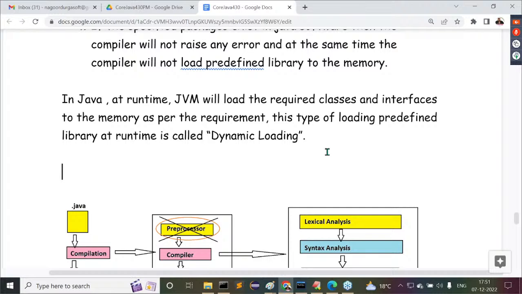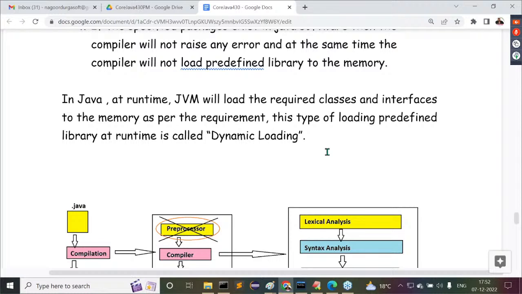Why are hash include statements not available in Java? Header files are not available in Java. Why are header files not available? Predefined library is available in the form of classes and interfaces in packages. Due to that reason, header files are not available. Due to this reason, hash include statements are not available. Due to this reason, the preprocessor is not required in Java.